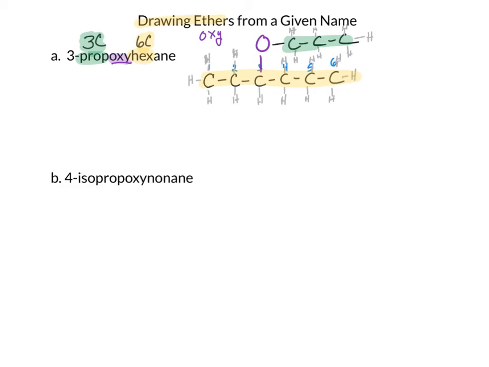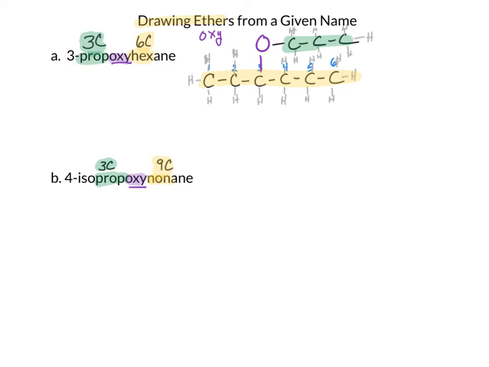Let's try compound B. We have 4-isopropoxynonane. Because it has an oxy in the middle of its name, it tells us that this is an ether. The fact that it ends with nonane tells us it has 9 carbons in the main chain. Then we can see that there are 3 carbons, because it says prop, 3 carbons coming off of the other side of the oxygen. So let's start with our nonane.